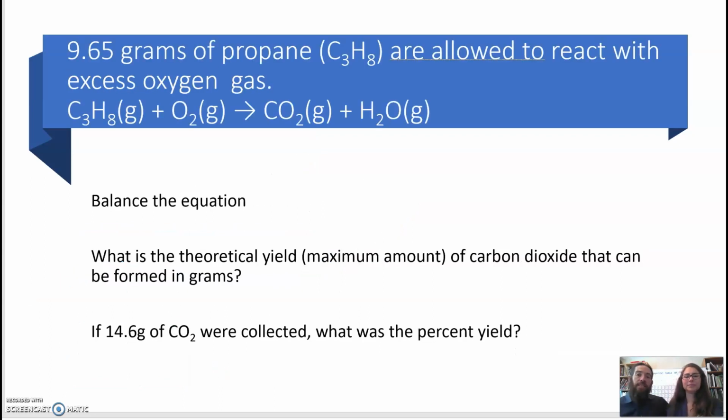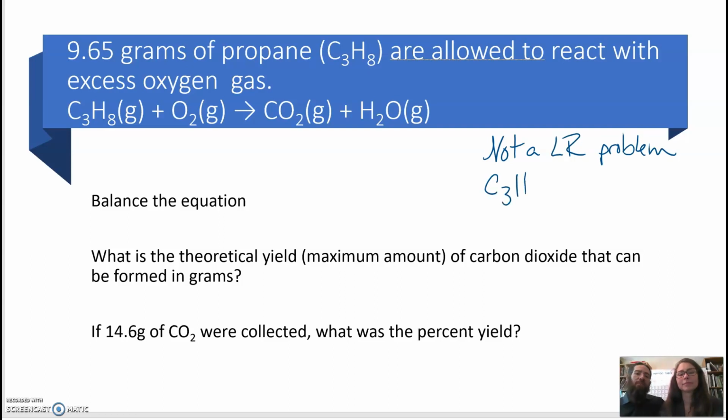All right, so here's an example. We've got a reaction. This is propane. We have an amount, and notice how it says it's allowed to react with excess oxygen. That phrase, excess oxygen, is telling me that the propane is the limiting reactant. And that's kind of nice, we don't have to do 2 equations here. Another clue is we were only given the mass of one of the reactants.